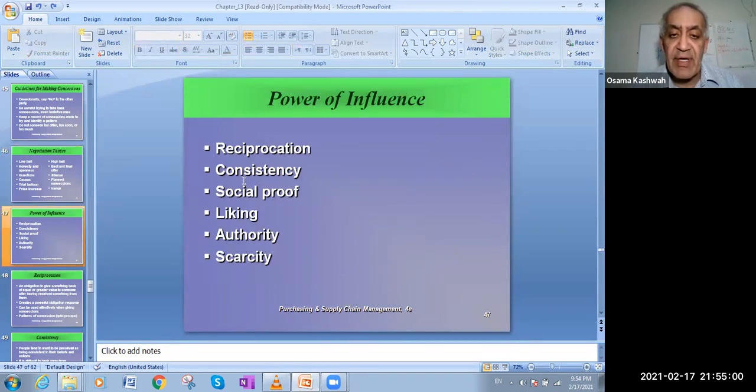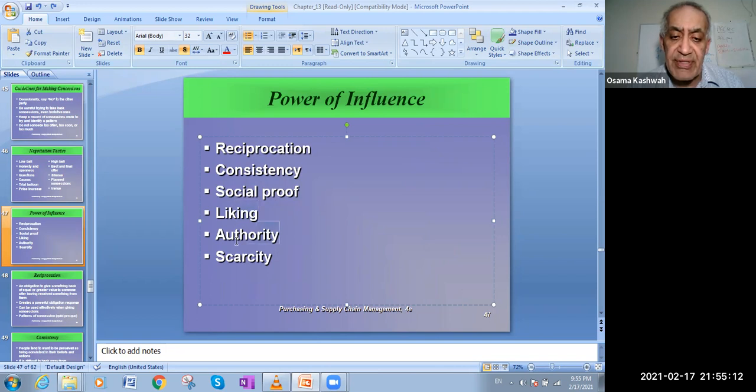We have reciprocation, consistency, social proof, liking, authority, scarcity, and all those also are powers of influence. By this, we came to the end of this chapter 13, and the main important points, we talked about the negotiations today.